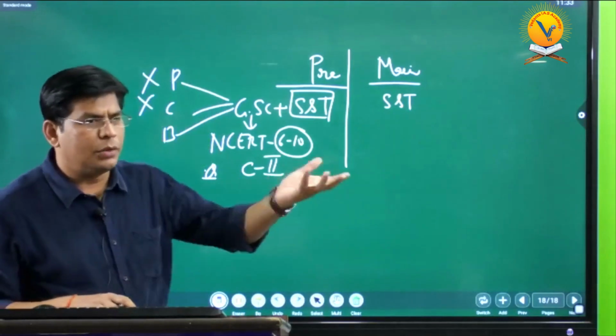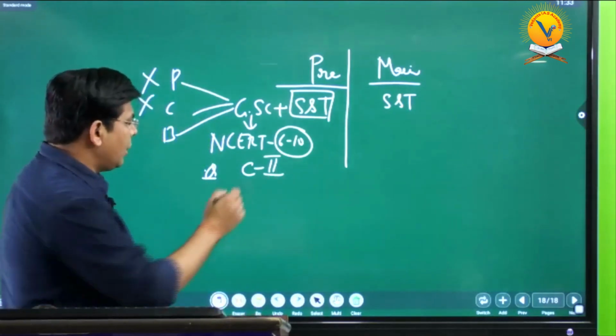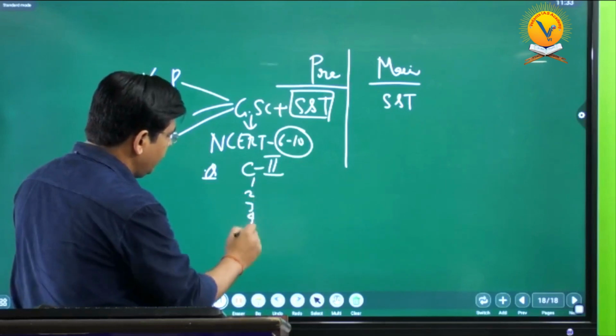Chandrayaan 2 is something of 2019. Now this is the present pattern. 1, 2, 3, 4, then ABC.